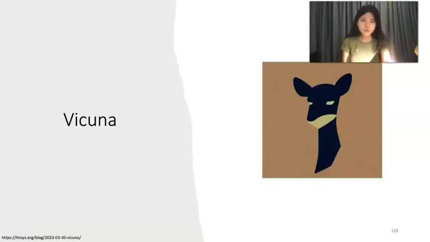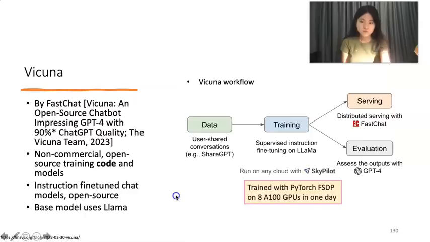Now let's talk about Vicuna. So Vicuna is created by FastChat. It's non-commercial but open source. The training code and models are all open source. And it's an instruction fine-tuned chat model, and the base model uses Llama. So here's the Vicuna workflow.